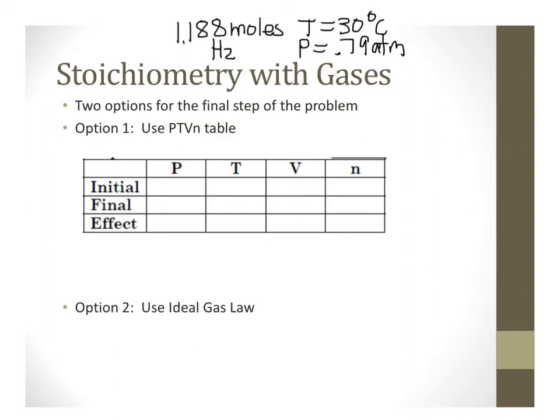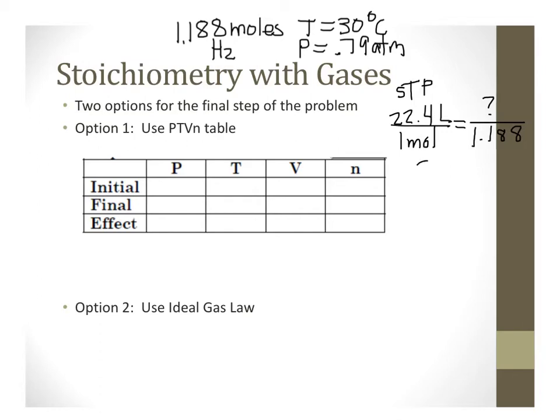We have two options. First, we can use the molar volume of any gas, which is 22.4 liters in every 1 mole, to find out volume at STP. Because remember, this is only good, the 22.4 liters in 1 mole, at STP. And then we'll use a PVTN table. And I'll show you the second option next. So option number 1. There are 22.4 liters of gas in 1 mole of gas at STP. But we don't have 1 mole, we have 1.188 moles, and we want to know the volume of that.